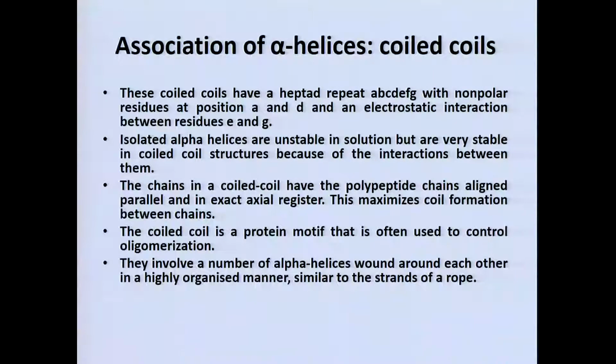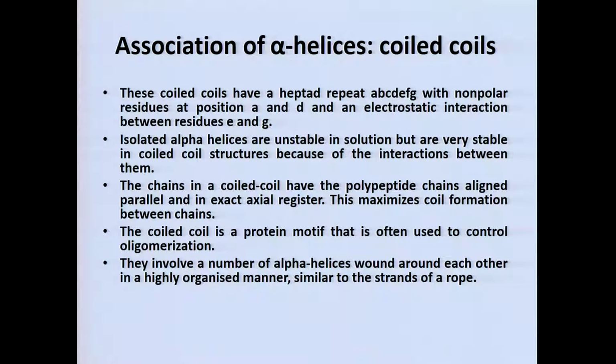In the coil representation, we have seen that the coils are alpha helices, and we know that an individual alpha helix is very unstable. But in a coiled coil, when two or three alpha helices come closer to each other, they are really very strong because they have hydrophobic interactions. So they have a particular repeat. After a certain amino acid, there is a hydrophobic amino acid, which should be pointing inward. So these are actually heptad repeats.